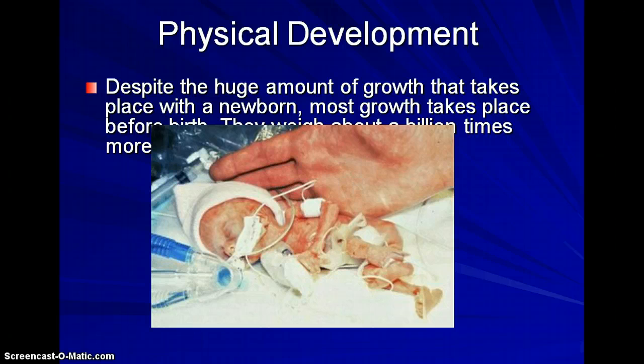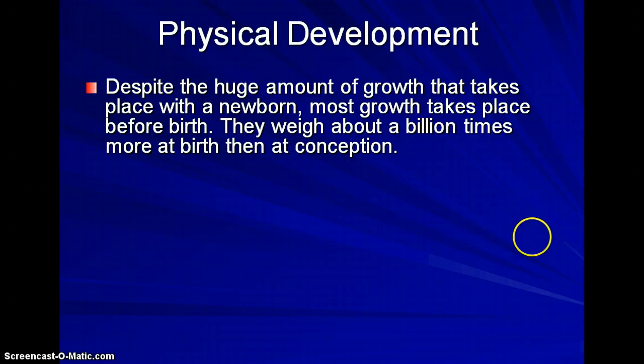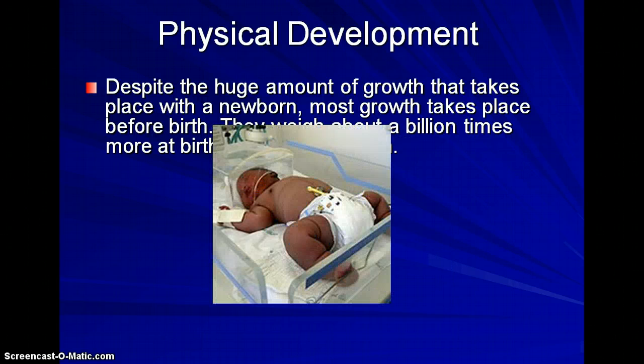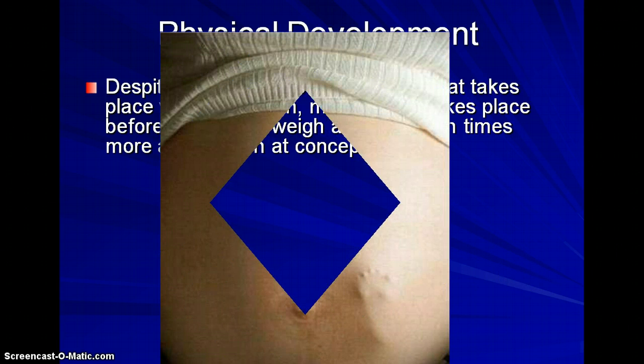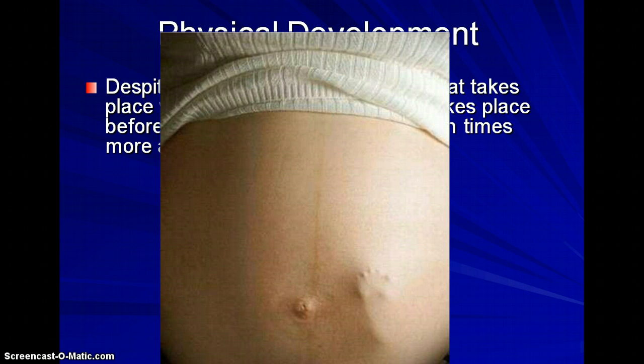So there's a little bitty guy here. This is probably the smallest one that's ever actually made it. It was only about 12 ounces when it was born and actually made it through. Obviously very much premature. Or it could be the opposite end of that. There's a big kid here. Usually mothers that have problems with diabetes will have very, very large babies. And this is a very large one, 13 something pounds. That's a monster. That's just a really cool picture. I like the little foot down there.